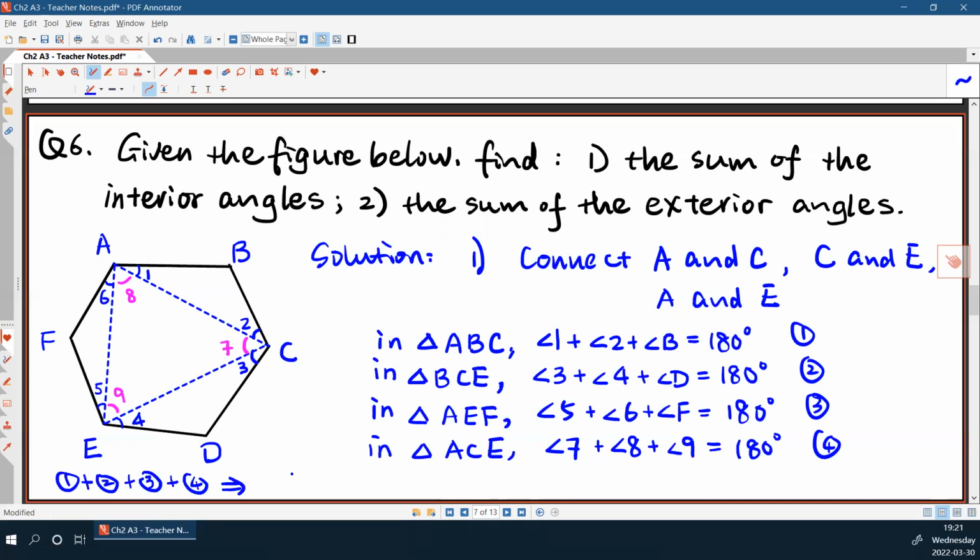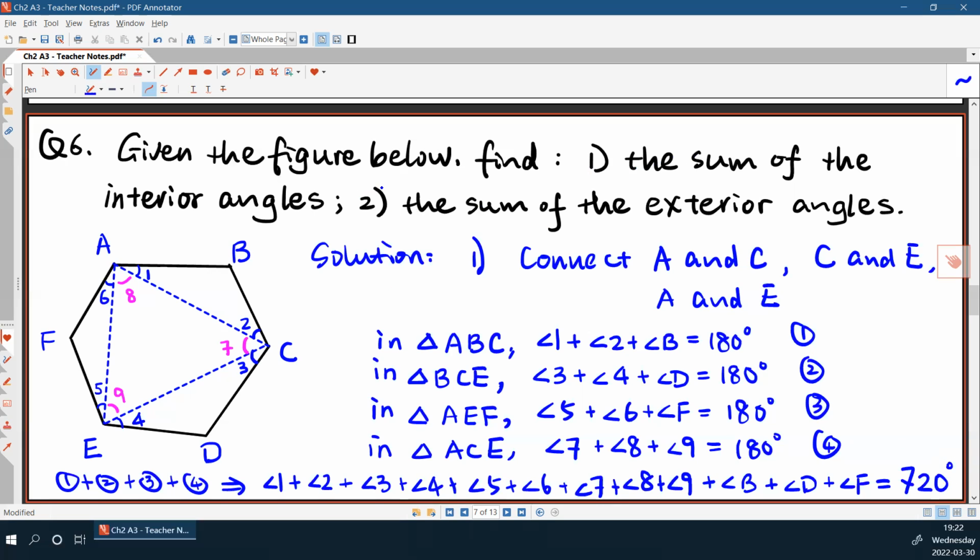Let's sum them up. So the left side is just angle 1 plus angle 2 plus angle 3, 4, 5, 6, 7, 8, 9. Also angle B plus angle D plus angle F, right? Which is the sum of the interior angles in this shape. And the right side is just 4 times 180 degrees. So that's 720 degrees, right? Therefore, the sum of the interior angles is 720 degrees.